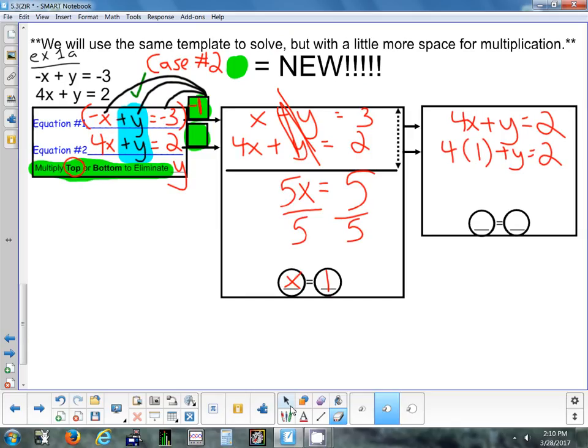All right. Jordy, what do you think? Now what? Any idea? I see parentheses, 4 times 1. Yeah, what do I get? Good, thank you, Jordy. So 4 times 1, 4 plus y equals 2. One more step. Jordy? Divide by 4.